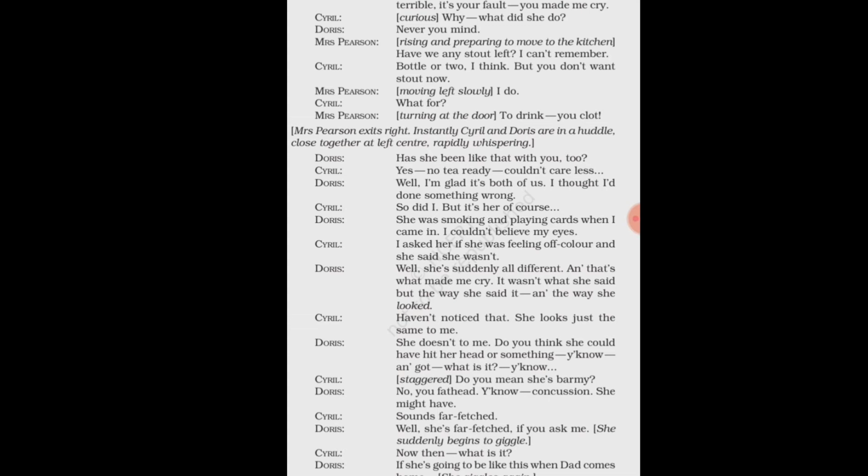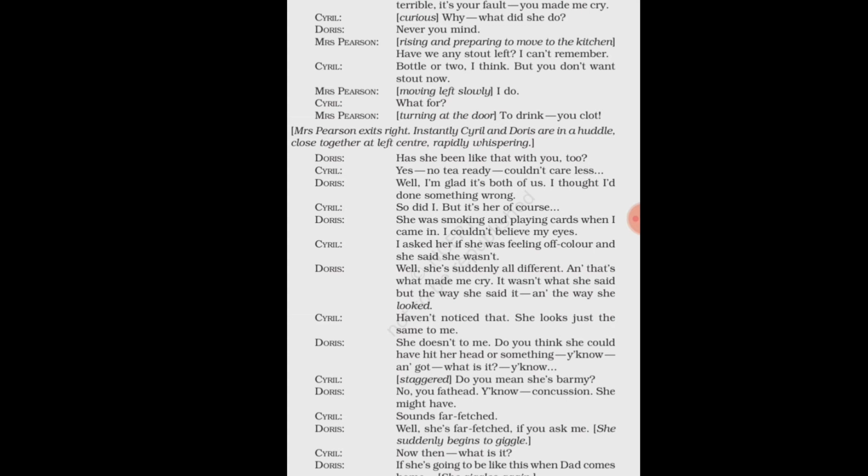And then Mrs. Person exits right, and instantly Cyril and Doris start talking close together and whispering. Doris asks, has she been like this with you too? And Cyril says, yeah, she has been with me like this only. So Doris says, I thought she had done something, but I'm glad it's both of us. So Cyril says, so did I, but it's her, of course. And Doris says she was playing cards and smoking when she came in, so she couldn't believe her eyes. And Cyril asked her if she was feeling well, and she said she wasn't. Doris says suddenly she's all different, and that's what made her cry. Not what she said, but the way she said it.